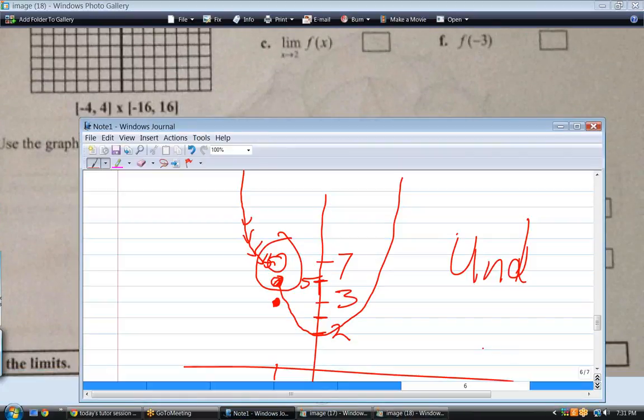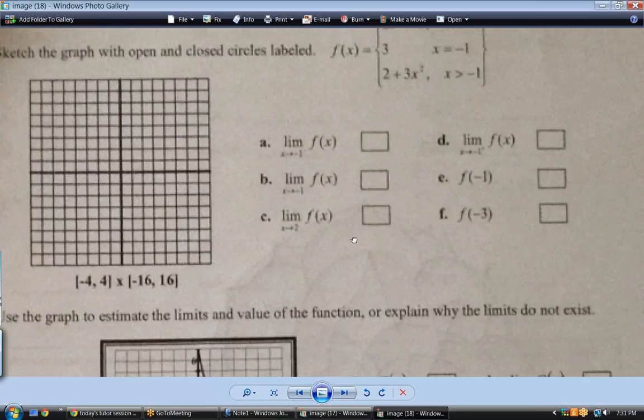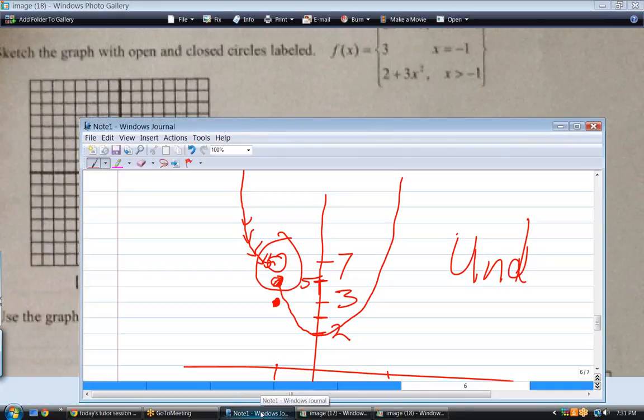As we approach 2, over here, there's our function. What does f of x approach as we approach 2? No, not infinity. Plug it in. Plug 2 in. So 2 squared is 4 times 3 is 12. And then 14? Yes. 14 is the answer.